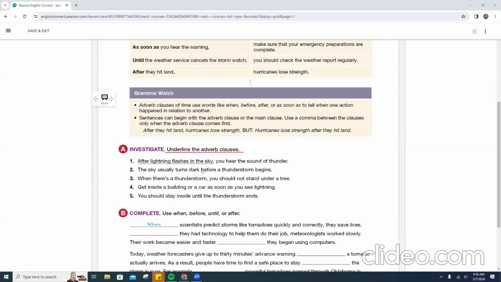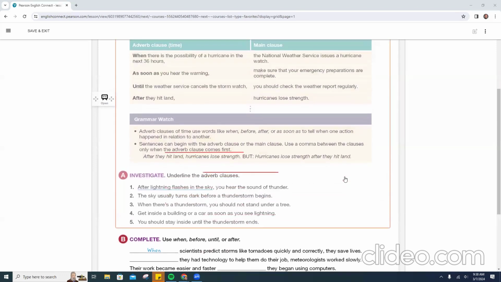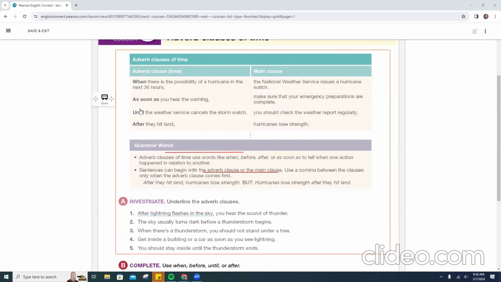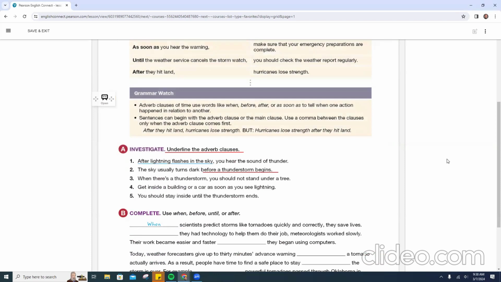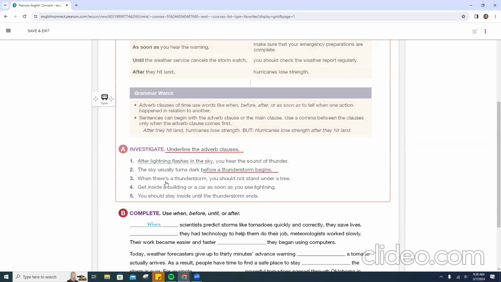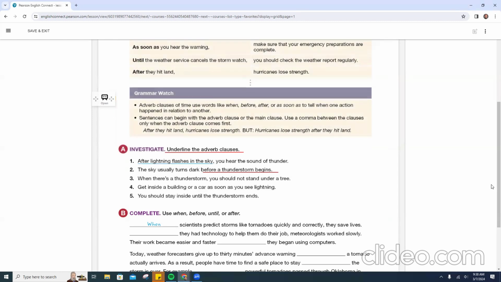So then, before a thunderstorm begins would be the adverb clause. So it could be when, as soon, until, after. It can also be before, even though it wasn't on the list. Number three, when there's a thunderstorm, you should not stand under a tree. So then on this one here, the adverb clause would be when there's a thunderstorm.